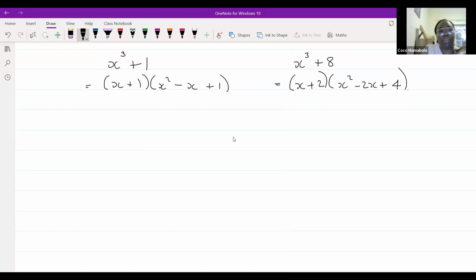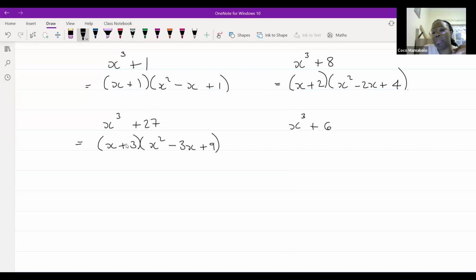Let me do another one: x cubed plus 27. And that's going to give me x plus 3, x squared minus 3x plus 9. I'm going to do one more just for good measure. I want you guys to tell me who can pick up on the pattern. Has anybody picked up on a pattern? Okay, Omi says HCF, but there is no HCF, not really.